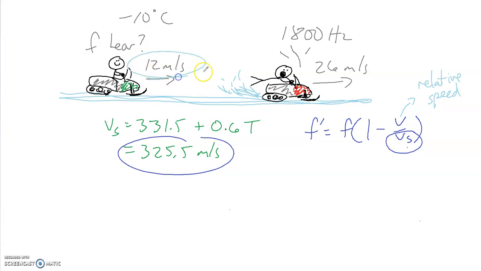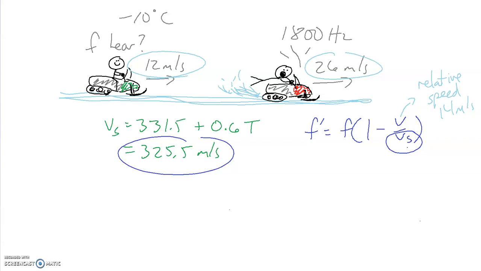This guy's going at 12. This guy's going at 26. The guy in front is moving away at a relative speed of 14 meters per second. That's how much faster he's going. That's what he's pulling away with. If they were actually coming together, the relative speed would actually be 38. They'd be coming together, and we'd add the speeds. So you've got to be careful with that V. If one of the things isn't at rest, you've got to make sure you have used the relative speed between the two. So I'm going to use the 14 there, not the 12, not the 26. I want to use the 14.